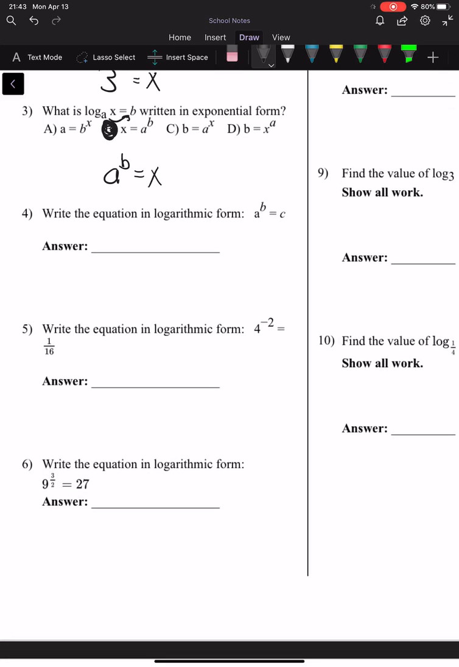Question number 4, we want to write this in logarithmic form. So A comes first, so we're going to have log base A of C, because that's what comes second, and equals B, so that is the exponent. And if we checked our work, we'd have A to the B equals C.